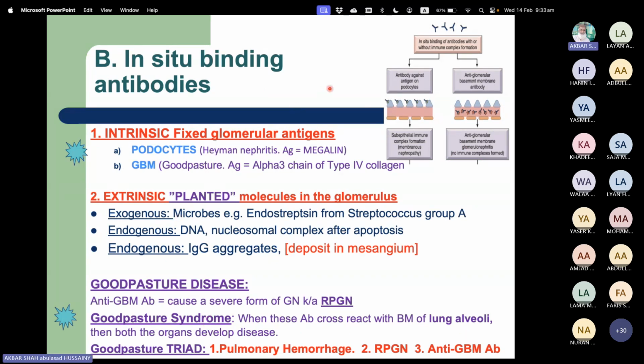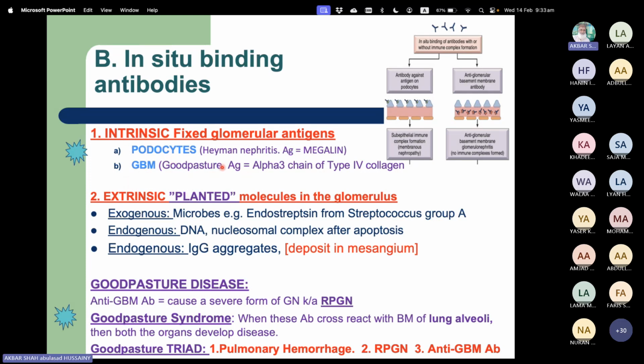Looking at the in situ binding of the antibodies, the in situ binding occurs at two places: the intrinsic molecules of the glomerulus and extrinsic planted molecules. Intrinsic means they are the actual antigens of the basement membrane. The podocytes are the actual part of the glomerulus, and similarly, the GBM, the glomerular basement membrane, is also an intrinsic part.